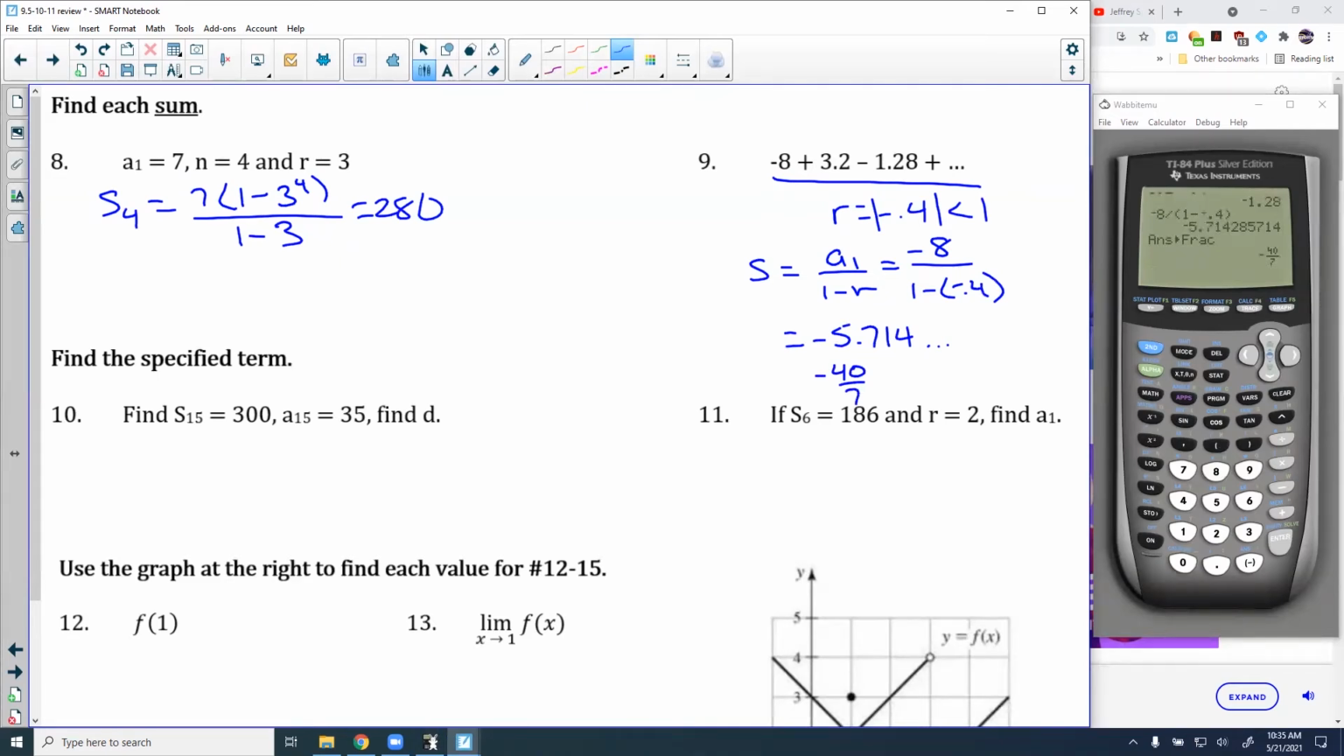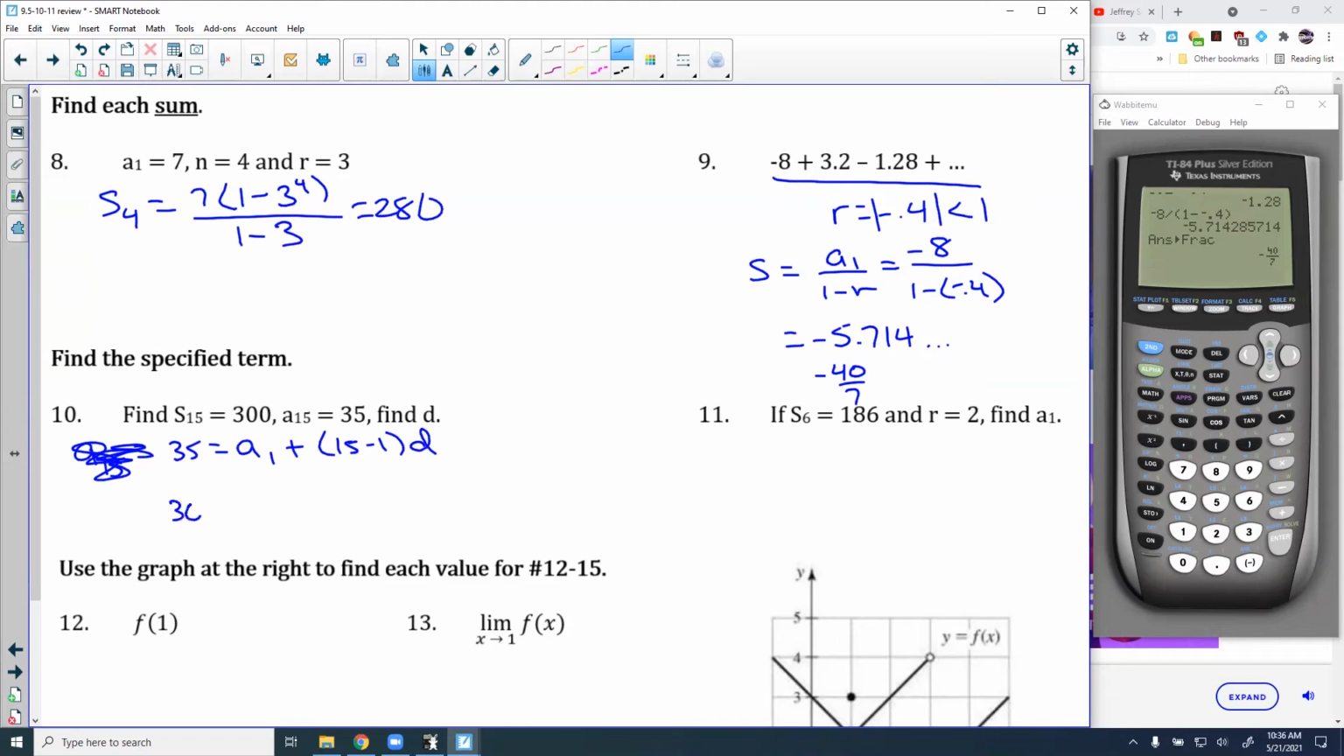Find the specified term, S sub 15. So the sum is 300, a sub 15 is 35, and find the common difference. All right, well, a sub 15, let's do this. We know a sub 15, and that's equal to a sub 1 plus 15 minus 1 times d. So we really need a sub 1.